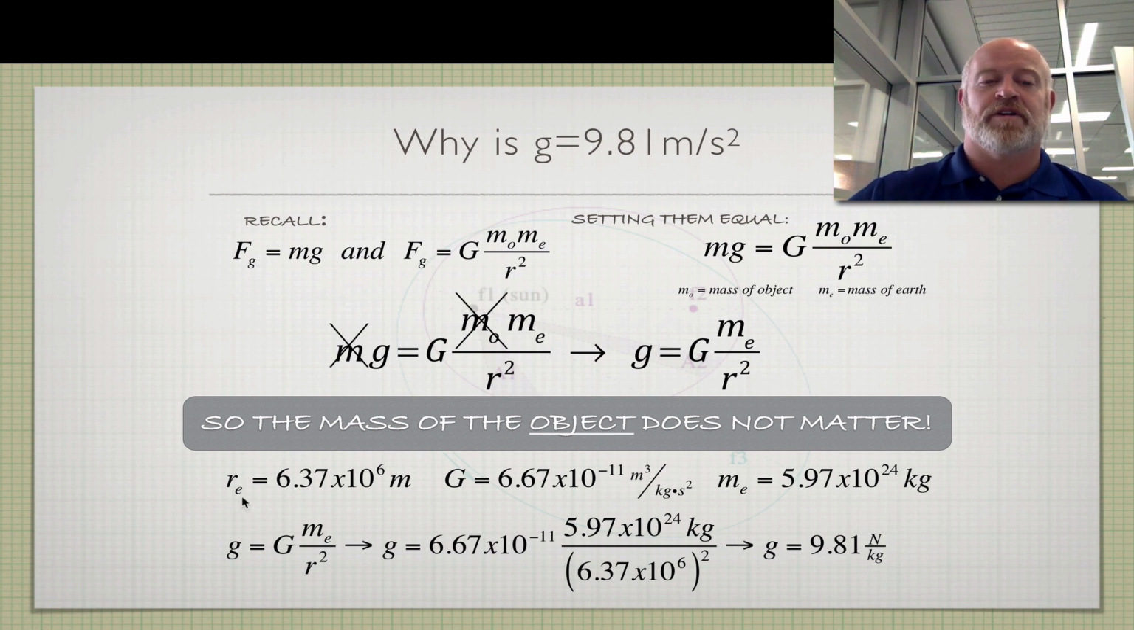We know the radius of the Earth is 6.37 times 10 to the 6 meters. We know the universal gravitation constant. We have the mass of the Earth. So we have all the variables that we need. Okay, let's plug our numbers in.